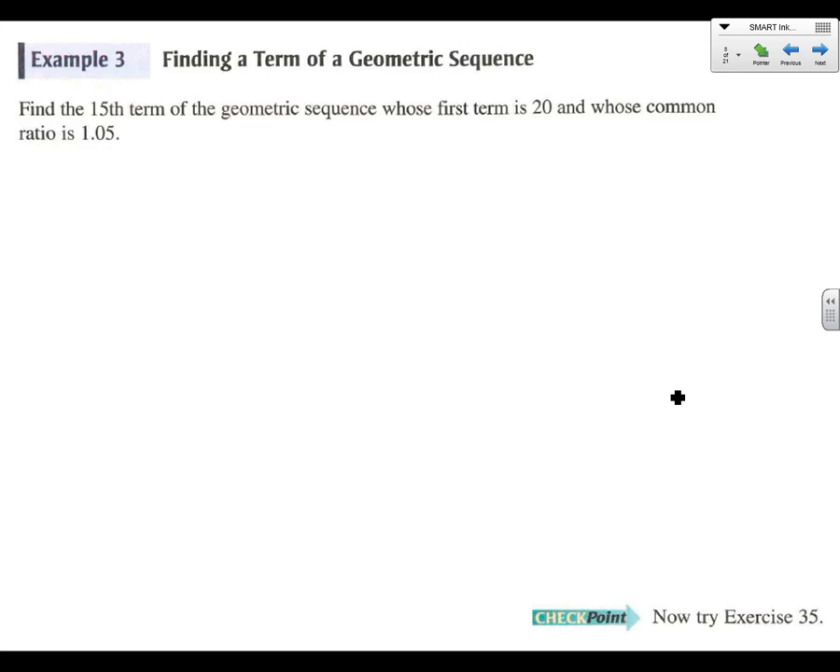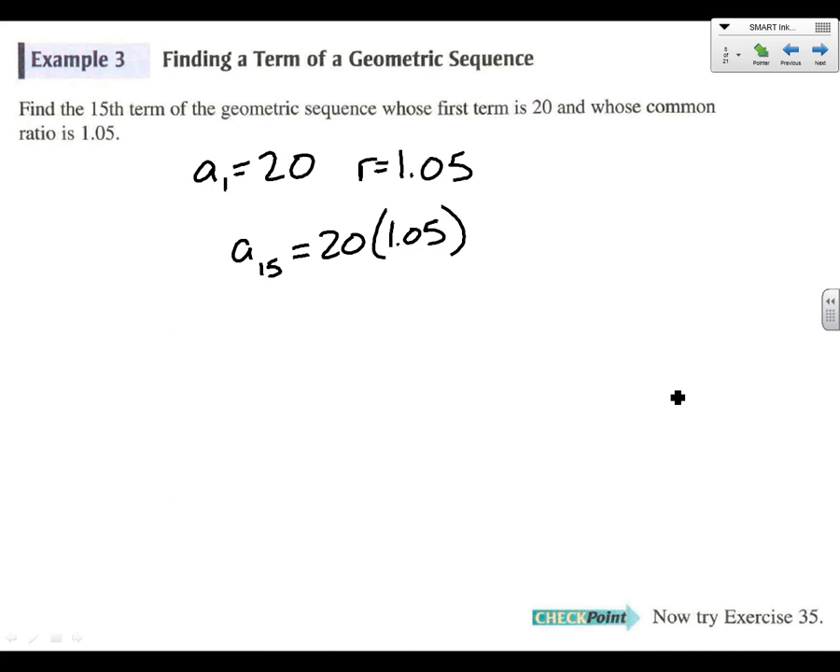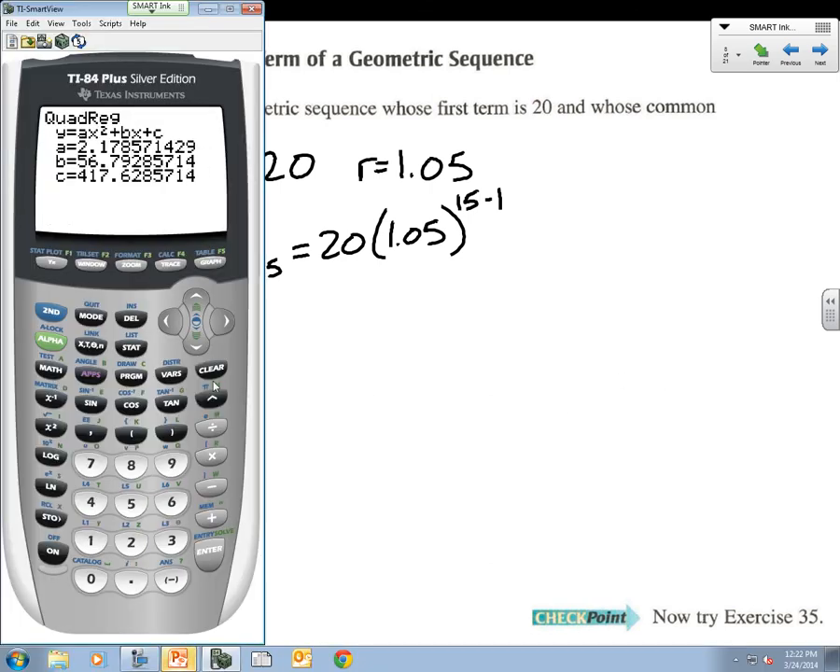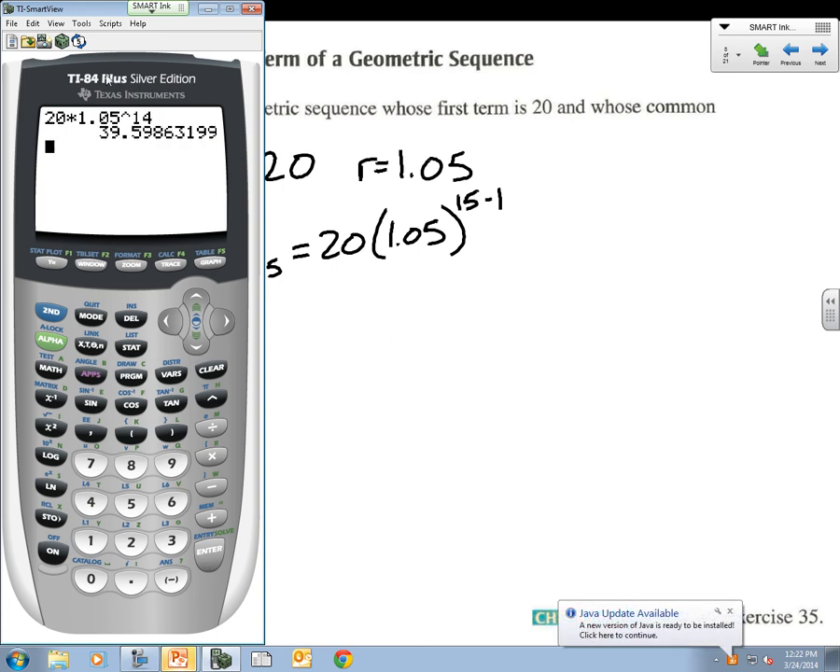Let's find the 15th term of the geometric sequence whose first term is 20, a1 is 20, so we're going to use the formula this time. r is 1.05. So a sub 15 equals a sub 1, 20, times r, 1.05, to the n minus 1, to the 15 minus 1, or to the 14th. Calculator for this one. We're going to go 20 times 1.05 to the 14th. The correct answer is 39.6 if we're rounding up.